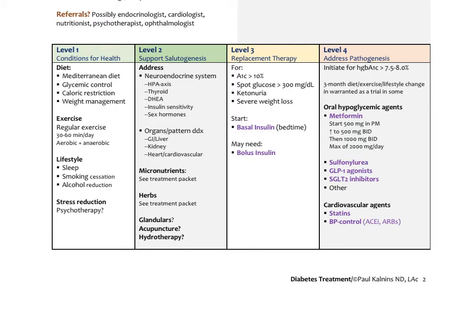And then level 4 would be for more elevated A1Cs, patients who are not responding to the maybe 3-month intervention of level 1, level 2 therapies. We might add in various oral hypoglycemic agents with potentially some cardiovascular agents as well. So let's look in detail at level 1 and 2 in this little section here.